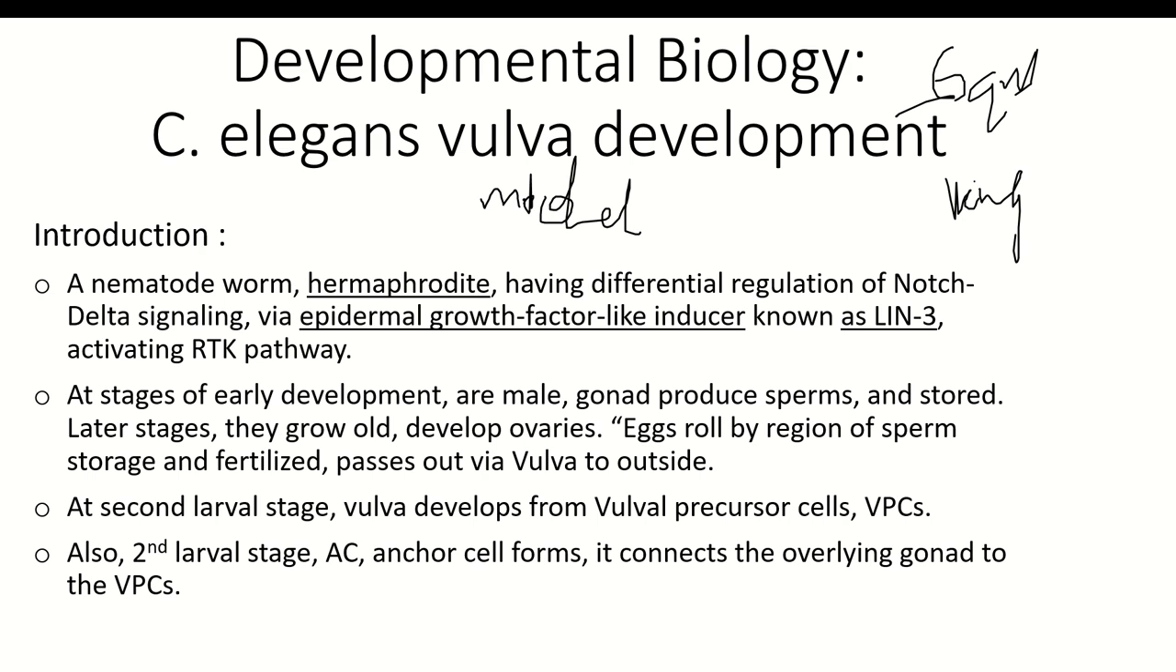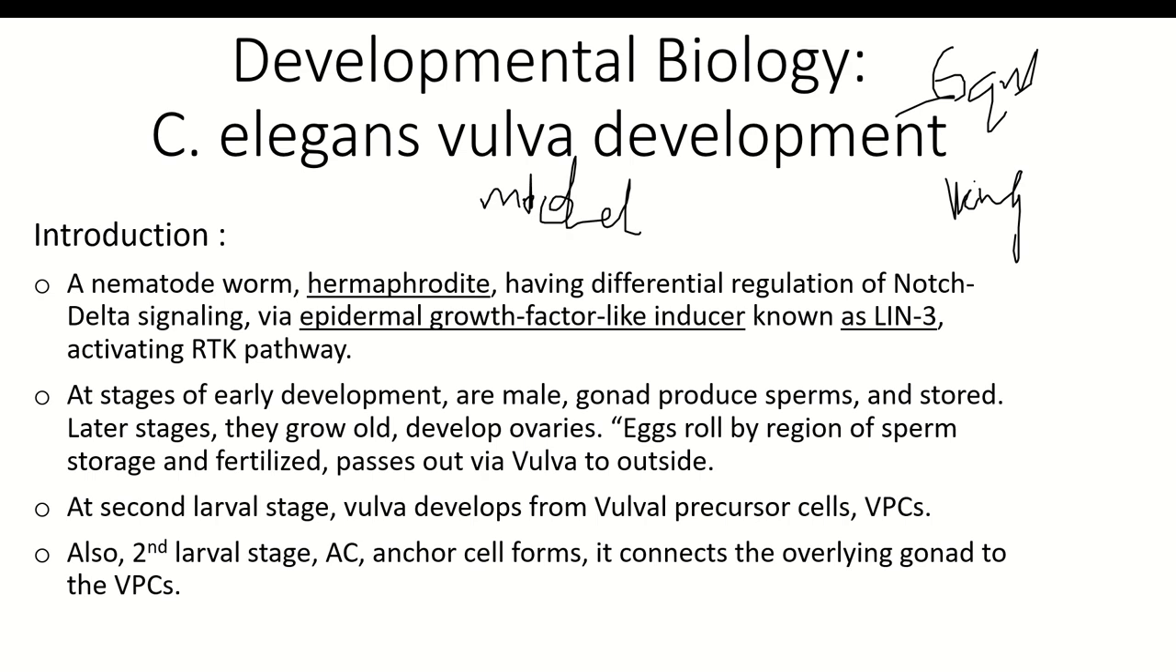I am using a mouse only as my pointer, so maybe it's not writing properly. But the thing is, we will start with C. elegans. It's a nematode worm, mostly hermaphrodite. Hermaphrodite means at the early stage of life it is a male, and at later stages it develops into a female. So in a lifetime, it's a male, and further it develops into a female.